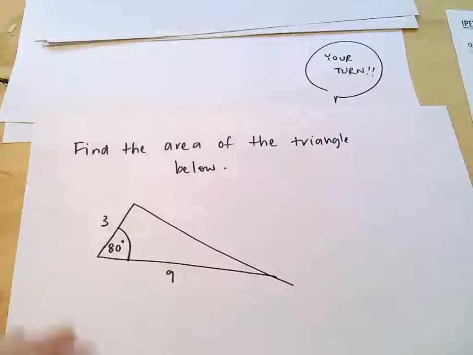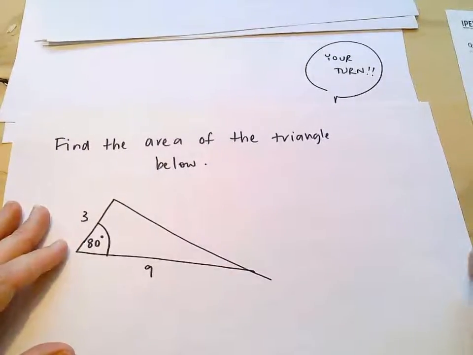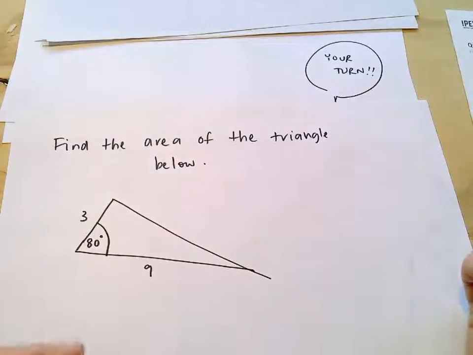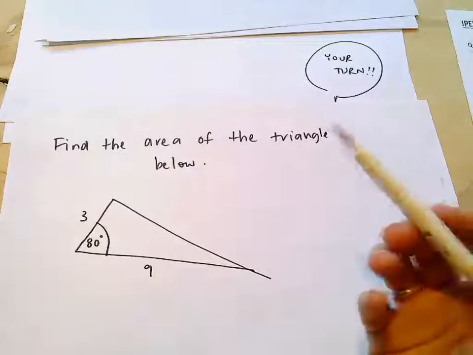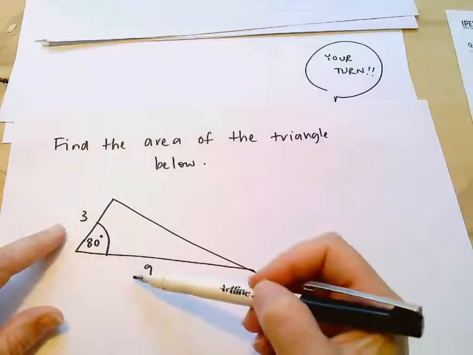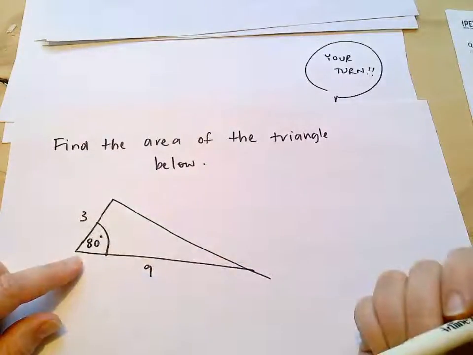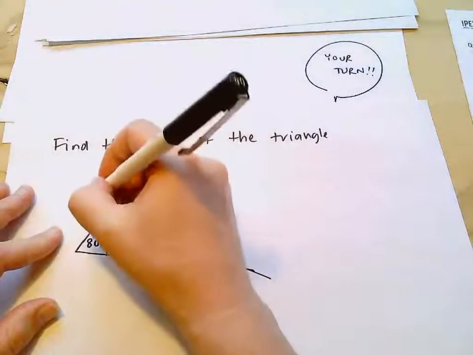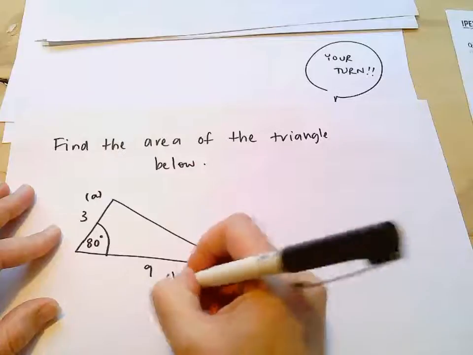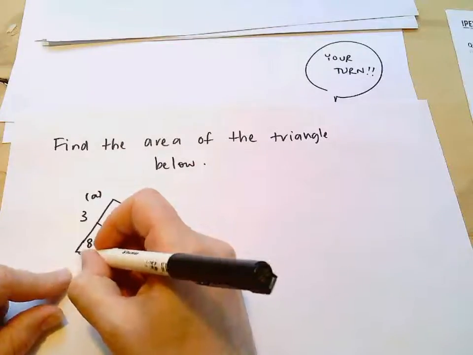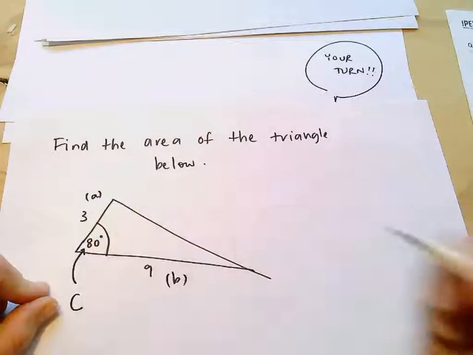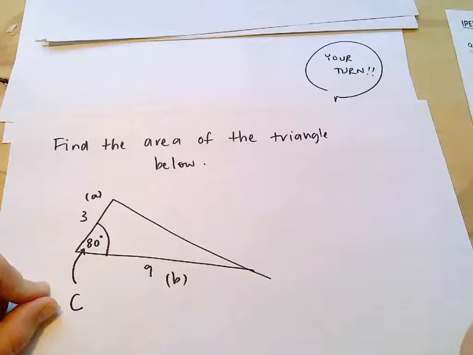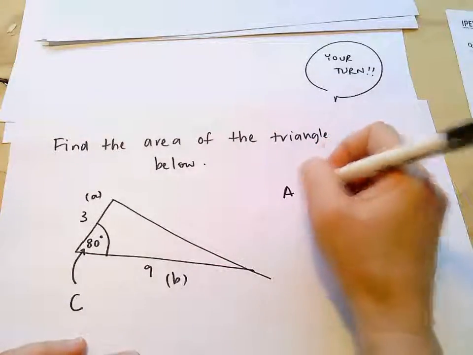So let's have a look at an example. Here's my example here. It says find the area of the triangle below. So you can see here that in this example I've been given two sides and the angle between those two sides. Doesn't matter which one I label a and which one I label b. I'm just going to call them a and b. This here of course is my angle C because it's between the two sides, it's the included angle. And so I can use my formula.